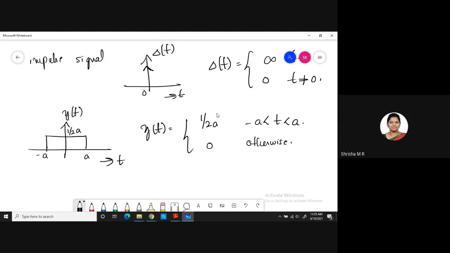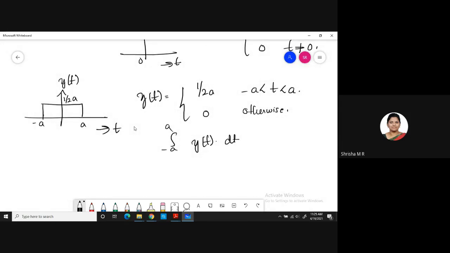If you integrate this, we have to find the area of this signal. The integral from minus a to a of y of t dt. What is the area? Length into breadth, right? The length is 2a and the breadth is 1 by 2a. So 2a into 1 by 2a gives you 1. So we say the area of the unit impulse function is 1.